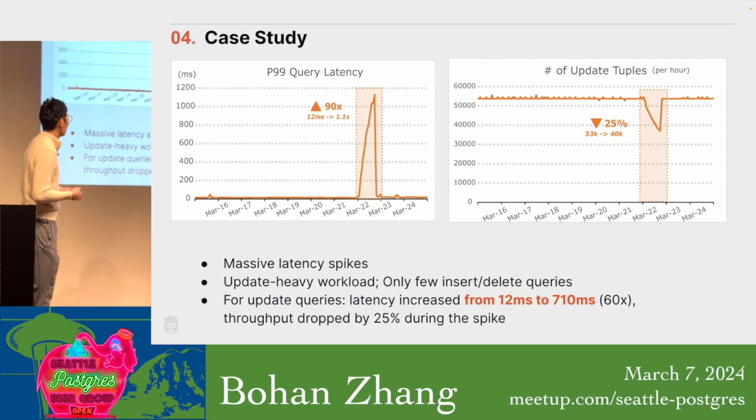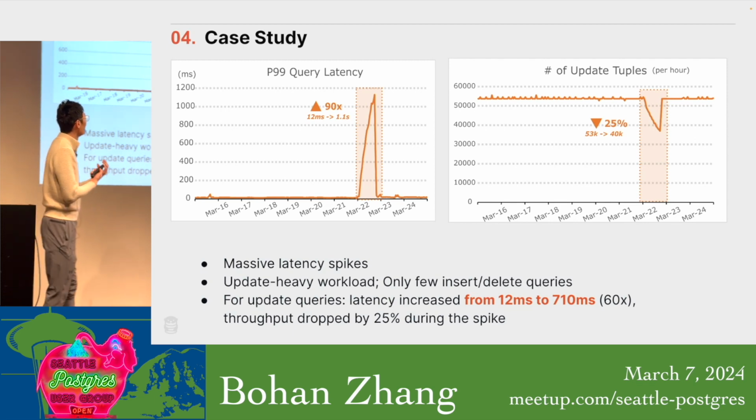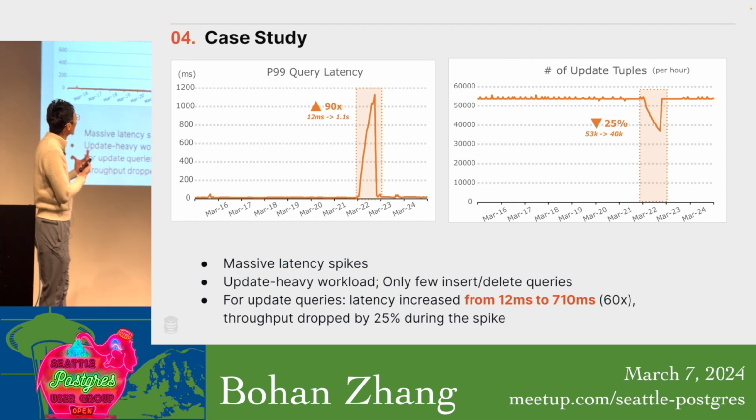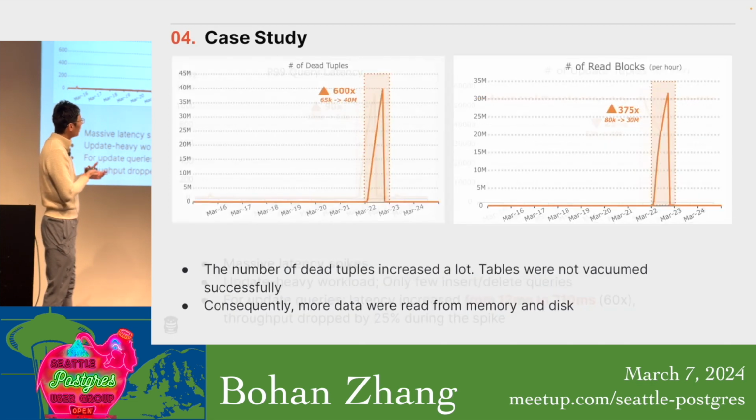And we also find the latency for update queries increased from 12 milliseconds to 700 milliseconds. So it's a 60 times increase for the update query latency. So it's an update heavy workload, and during the spike, we think there's something related to update queries.